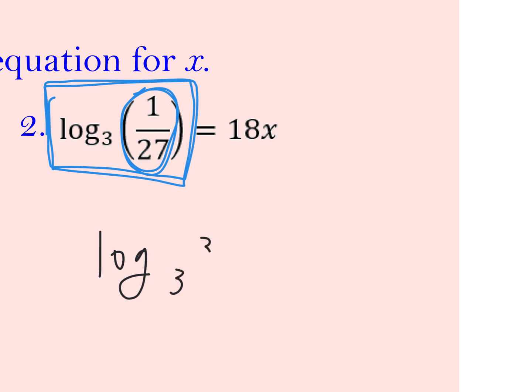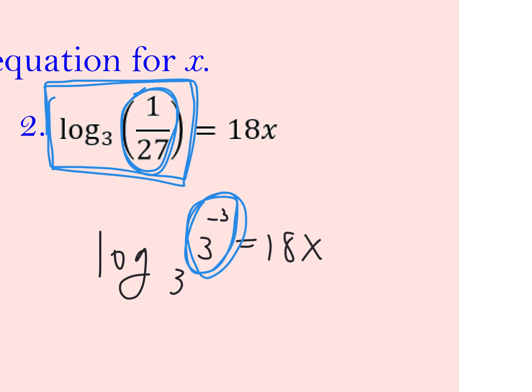Somebody said 3 to the -3rd. Let's see, is this really got a 27 in it? Yeah, because 3 to the 3rd is 27. And then that negative makes it 1 over, so yup, that's it. I think you're thinking about doing a rewrite, and we're not, because it's faster the way we're doing it. Your rewrite is going to leave you with a complicated equation.